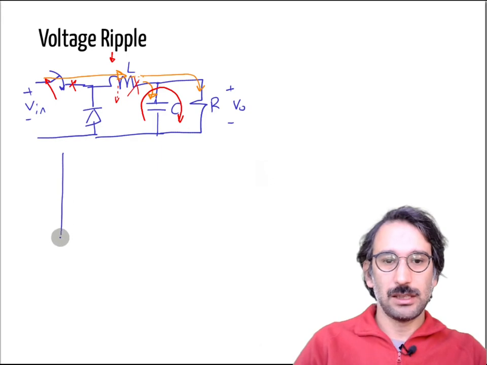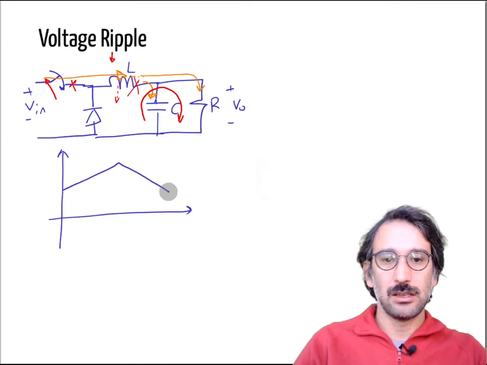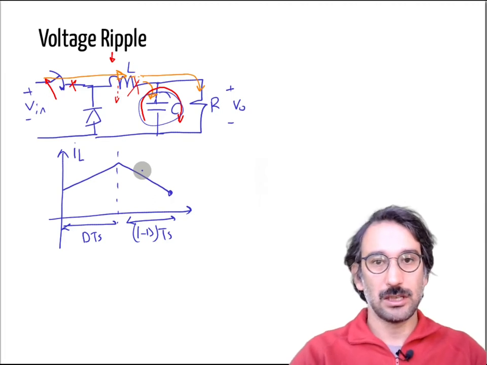Again, if you remember and if you reviewed our previous videos, you will see the inductor current will have that kind of charging time for dTs, and it is discharging for (1 minus d)Ts. And we will have a look at how that characteristic can be linked with the capacitor voltage.